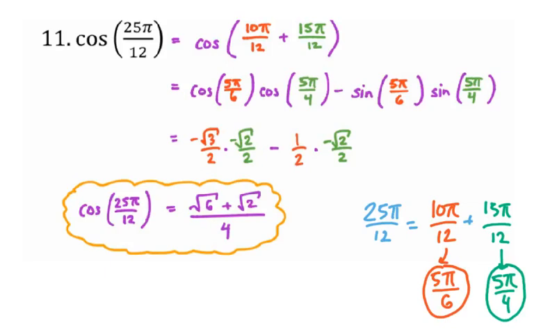So again, you've likely gone through this whole process already. So just comparing end results carefully, we should have arrived at radical 6 plus radical 2 all over 4. And if you type in cosine of 25 pi over 12 in a calculator, and get the decimal approximation, and then type square root 6 plus square root 2 over 4 in a calculator and get that decimal approximation, they should be basically the same. So I do encourage you to check your work in that way.